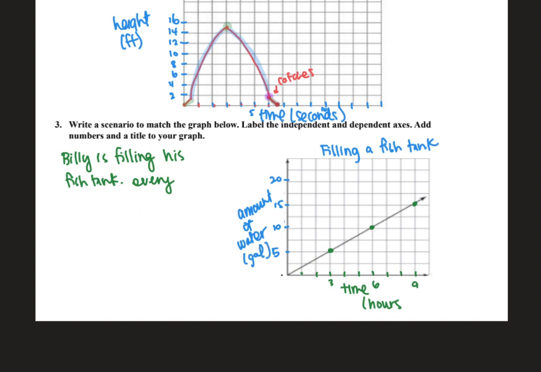So we'll say every 3 hours, the fish tank fills, so let's see, at the first point, this is 5 gallons, and it fills up another 5 gallons. So that would make sense for this scenario, because after another 3 hours, the fish tank would fill another 5 gallons. So Billy is filling his fish tank. Every 3 hours, the fish tank fills 5 gallons. Sorry, I keep going back and forth between minutes and hours.